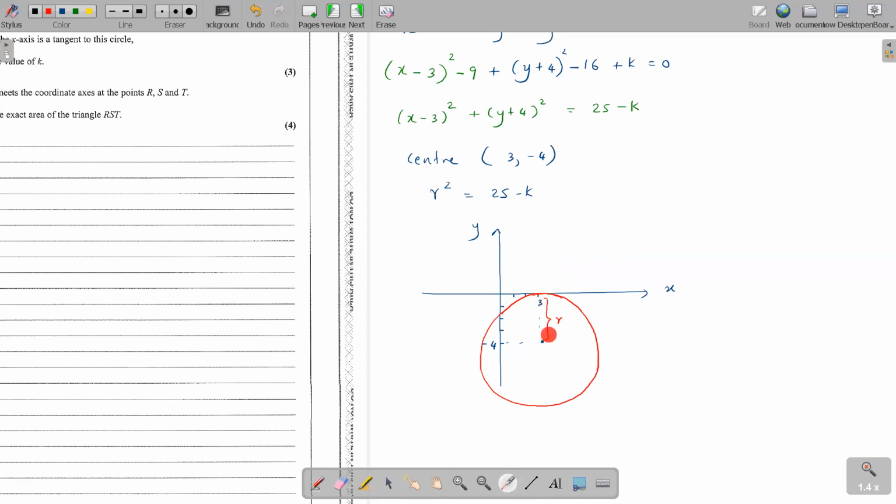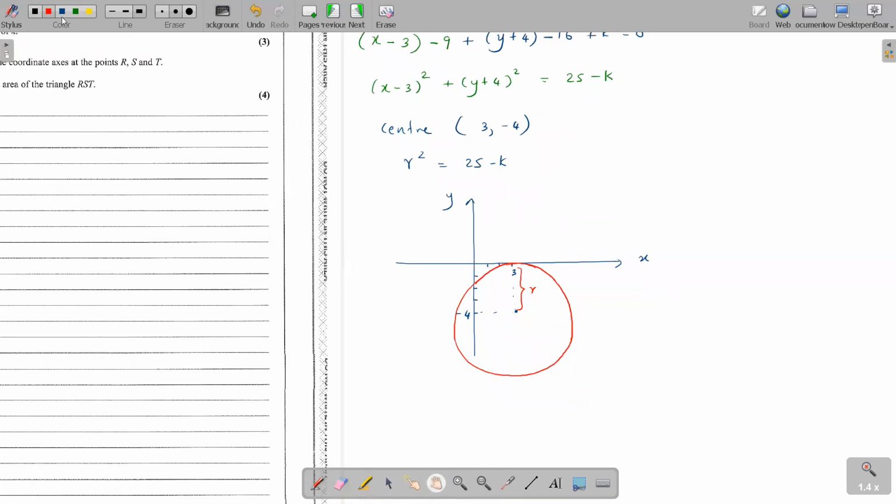Okay, anyway, the radius. Since our x-axis is the tangent, this particular distance that I mark here should be the radius, which is equal to how much? This is 4 units along the y-axis. So your radius is 4 units, which means r square equals 16. So equal to r square.